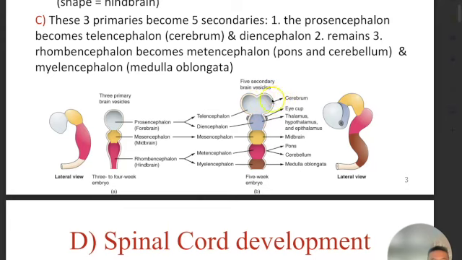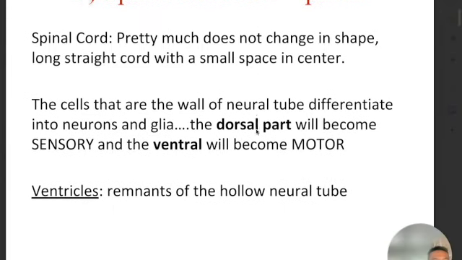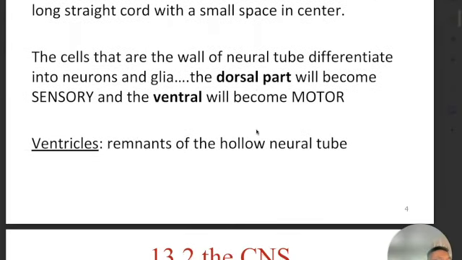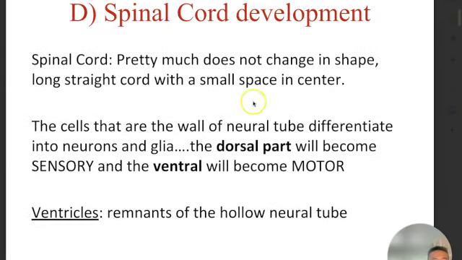So then this will become your cerebrum, which is your brain on the outside. Here is midbrain. Here is pons, cerebellum, and medulla oblongata. We're going to see all that. This is the thalamus, hypothalamus. You'll become very familiar with these terms. So this will become your brain, and here's the brainstem area. Spinal cord pretty much does not change in shape.